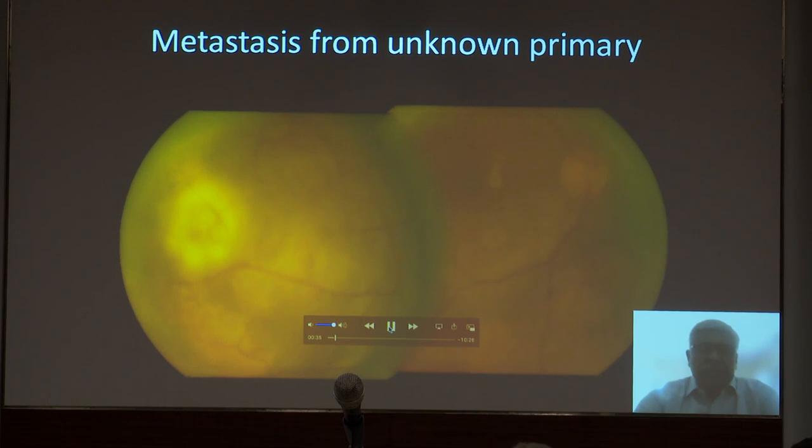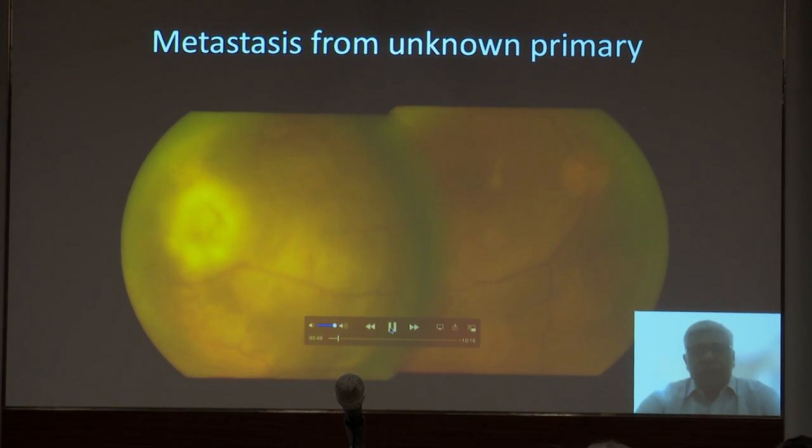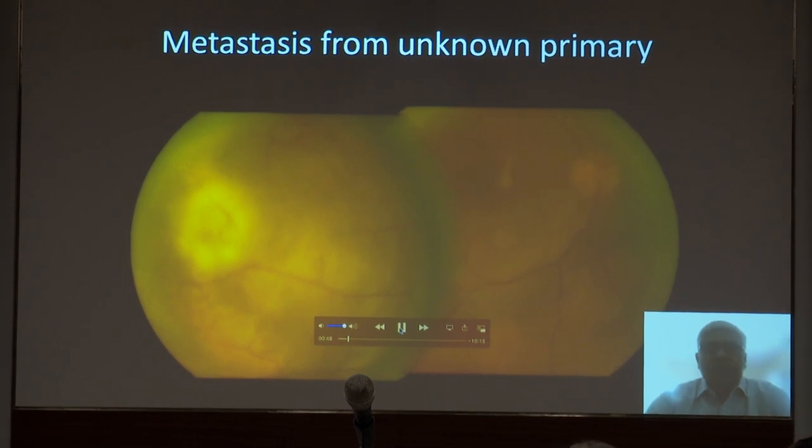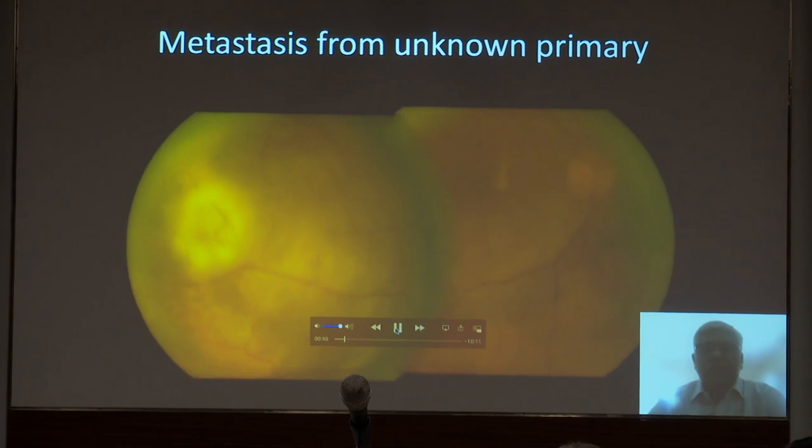The choroidal mass appeared to be of metastatic origin, and despite an extensive systemic investigation, the primary could not be uncovered. To find out where the mass is arising from, where the primary is arising from, a fine needle aspiration biopsy may be required in this patient.